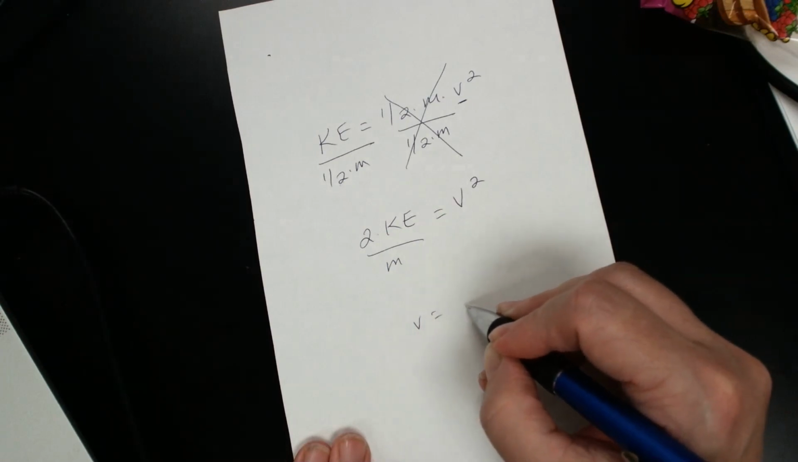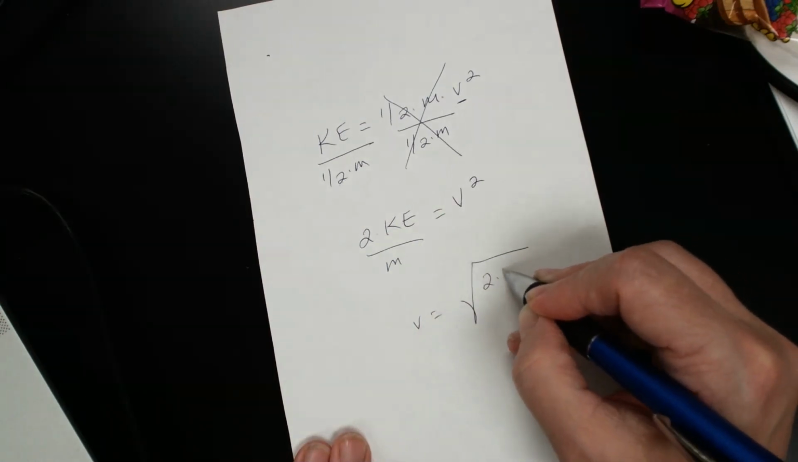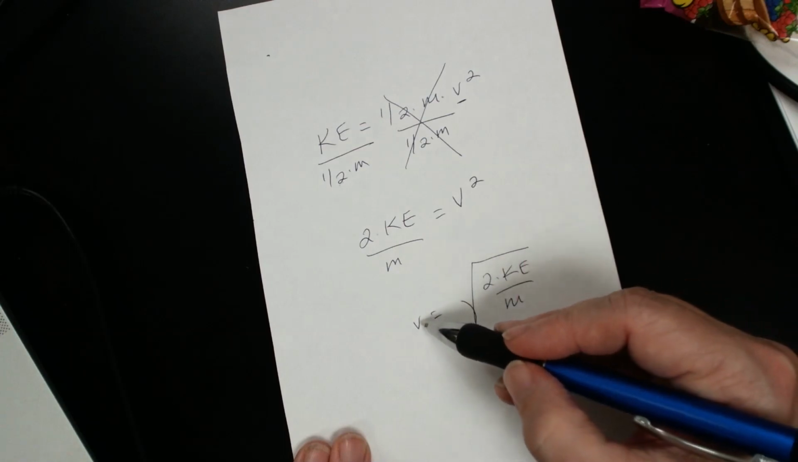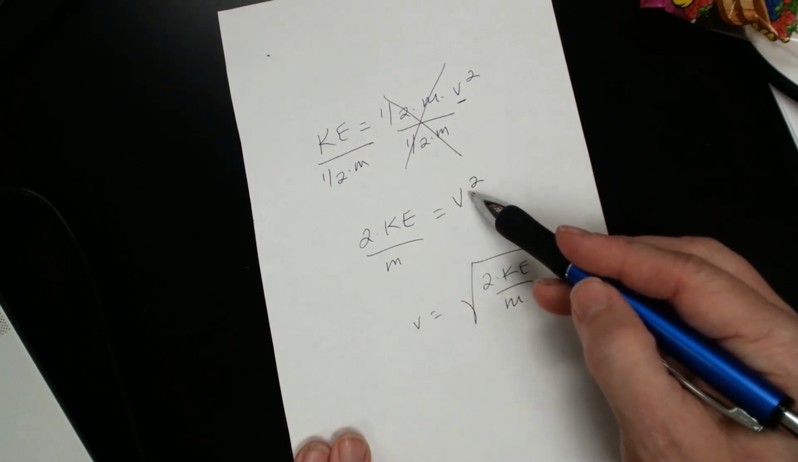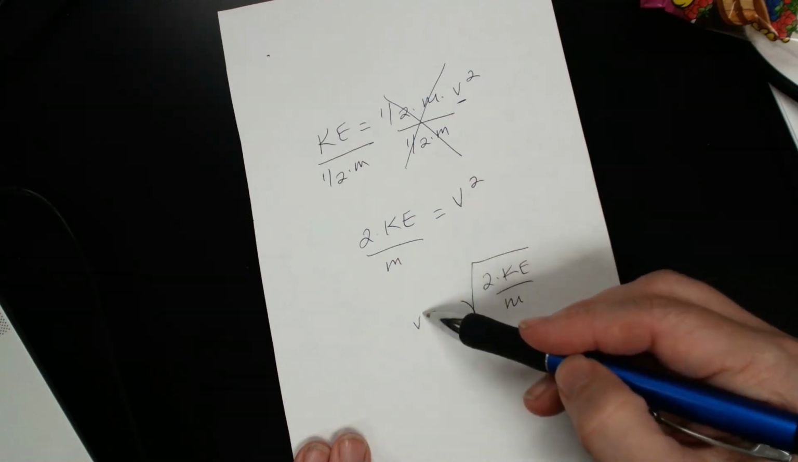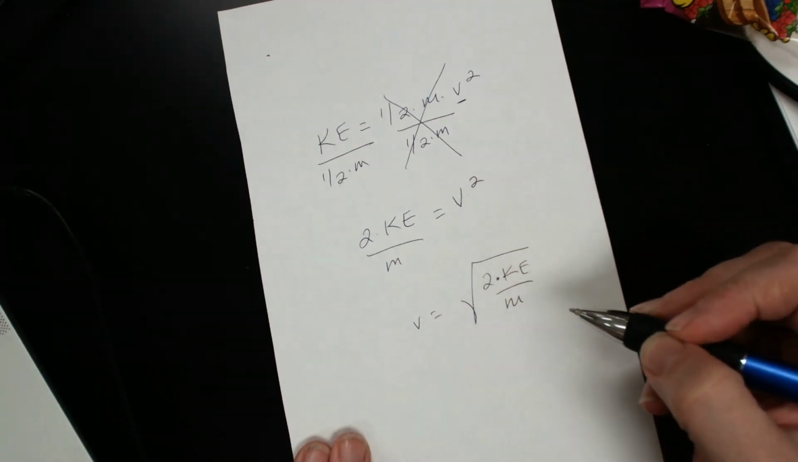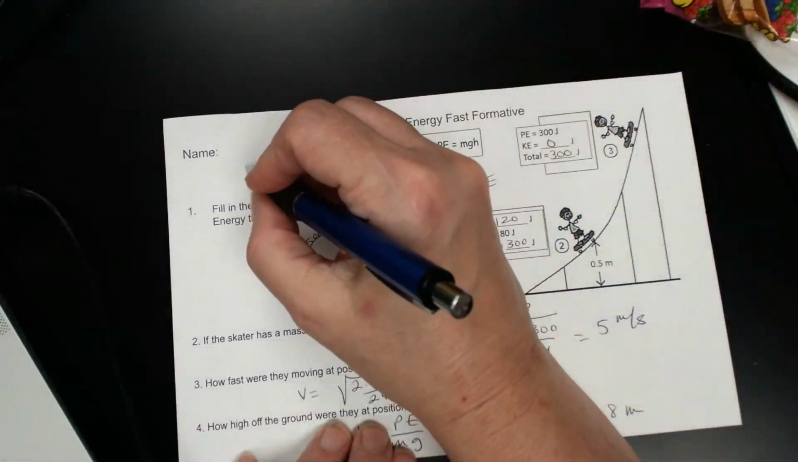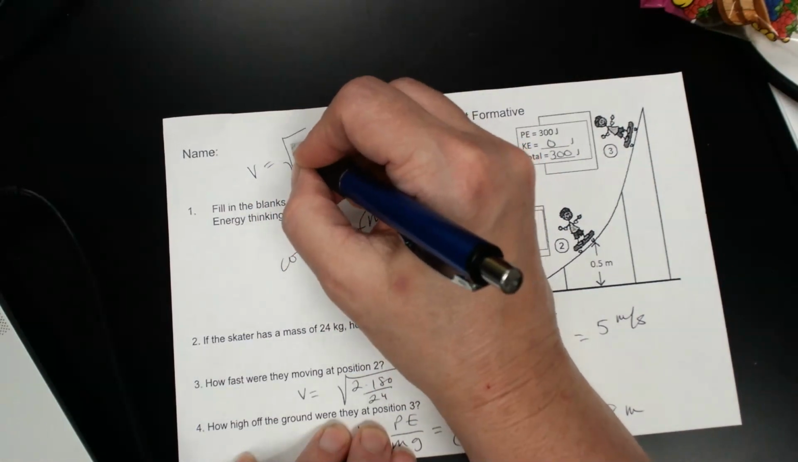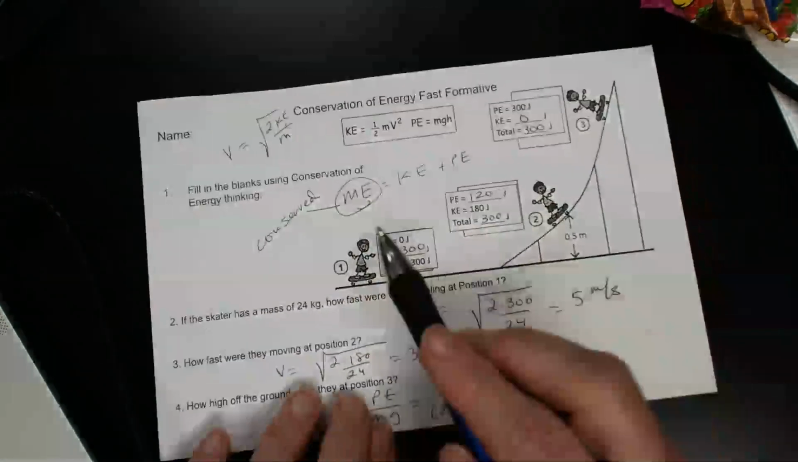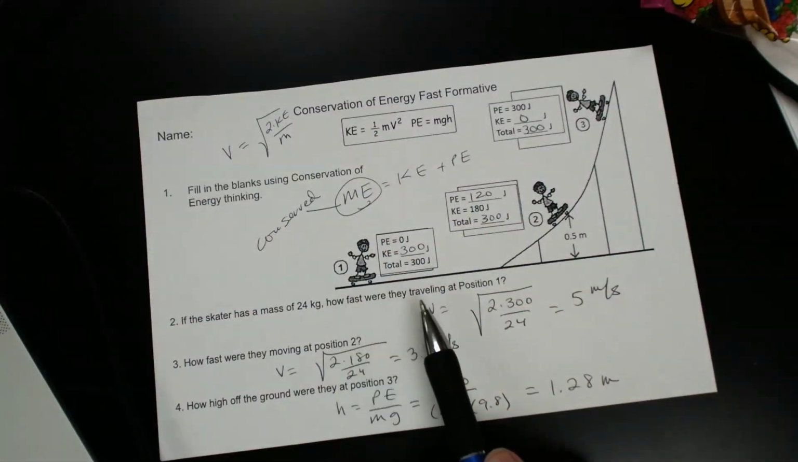And in order to get velocity, my final step is to take the square root of both sides. That gives me v by itself, because this is just v times v. So if I take the square root of that, I'm going to get v, and then the square root of this. So going back to the other side, I'll just write that up here in case we forget. I can just use this equation in these questions here.